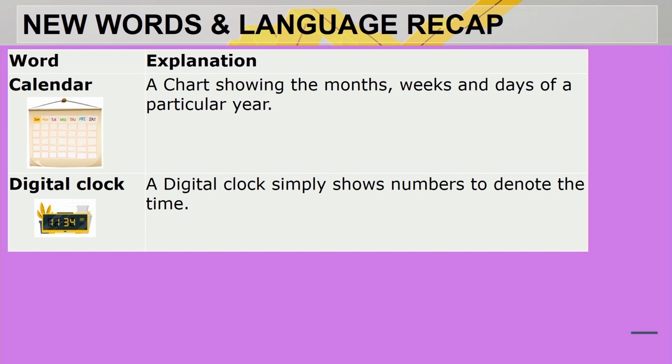Another one is your calendar, a chart showing months, weeks, and days of a particular year. And your digital clock, a digital clock simply shows the numbers to denote the time. So that is then the 24-hour, or like the one in the picture, it can give us digital time and state whether it's AM or PM.